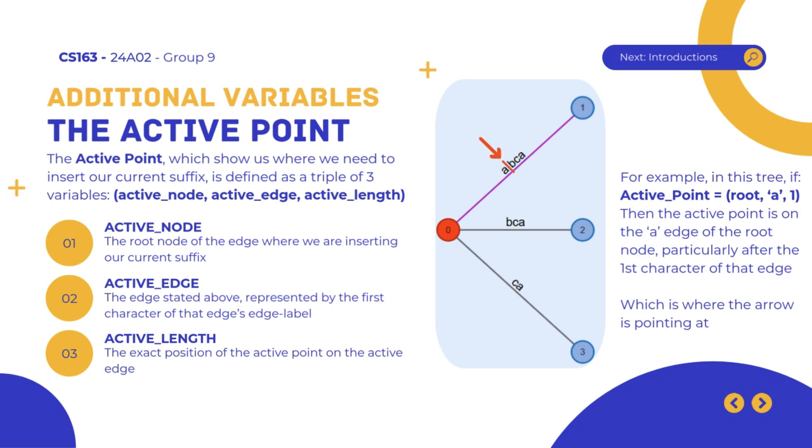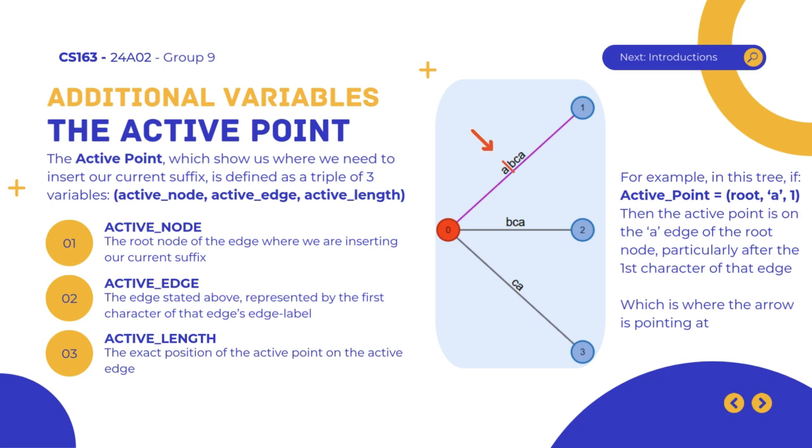The active node is the root node of the edge where we are inserting. The active edge is the edge that we are inserting on. And the active length is the number of positions that we have to go from the active node along that active edge to reach the position where we want to insert.